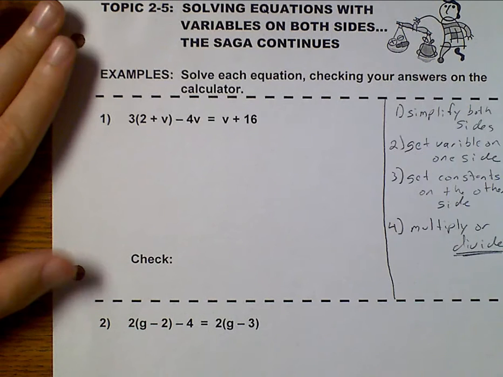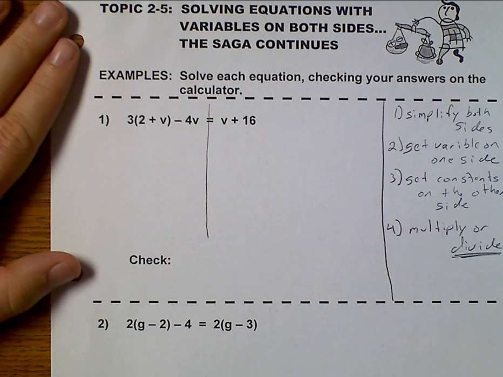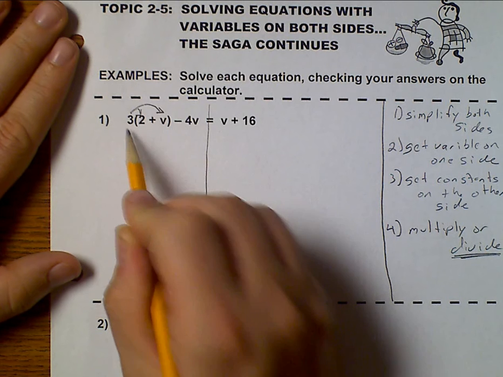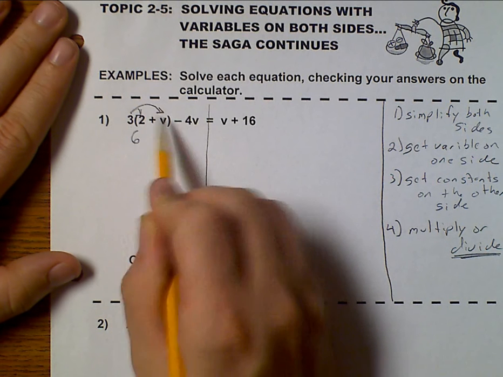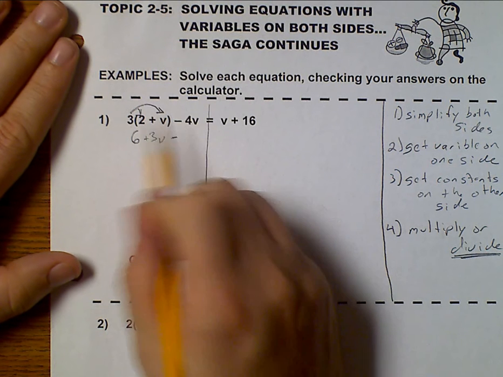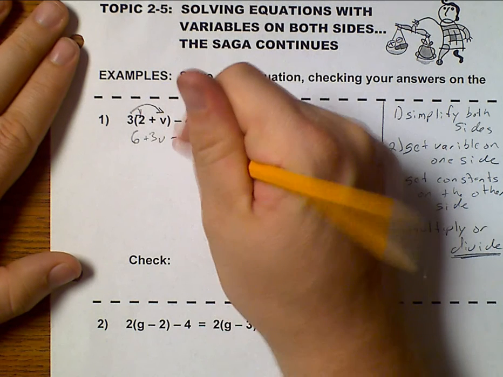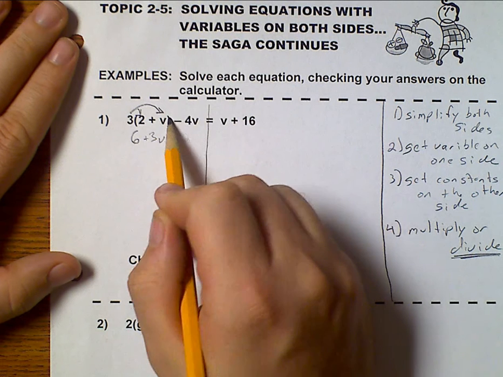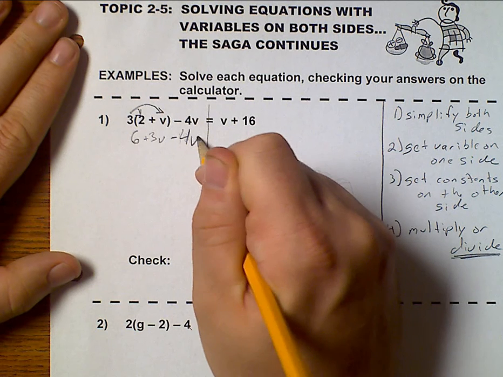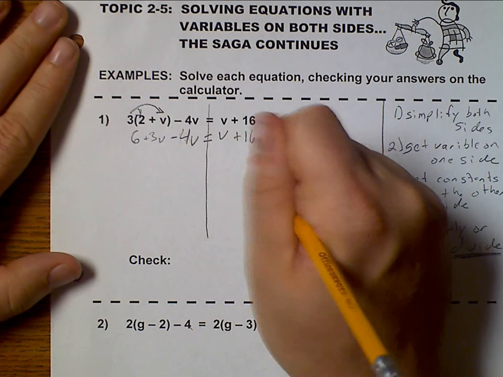I need to simplify both sides of the equation. Well, as I simplify this, 3 times 2 makes 6. 3 times v makes 3v. I'm adding. 3 times 4 makes 12. We do not need to multiply here because the parentheses ended. We just multiply inside the parentheses. And so this 4v just kind of drops down. Now on this side, we don't need to simplify anything. We just put v plus 16.